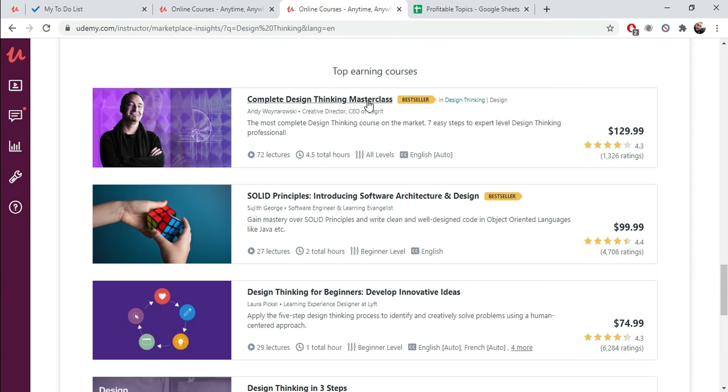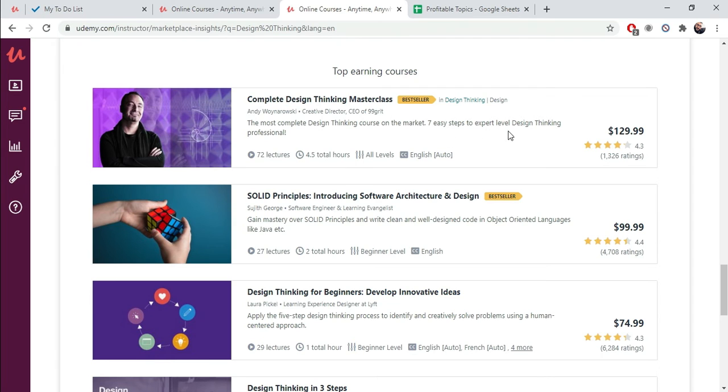Okay, Complete Design Thinking Masterclass. Basically, you see this, he wants to make his course the only one. He does not want to compete with other people. He said, hey, buy this course, this is the only one you need, you don't need anything else. And as long as you do a pretty good job of convincing people that your course is going to deliver on what it promises, you're going to get a lot of enrollments.